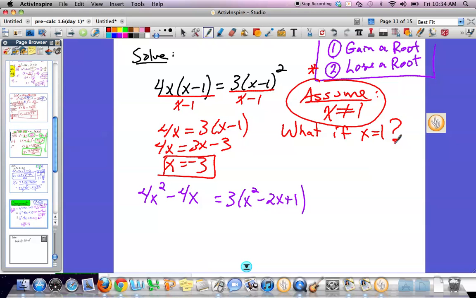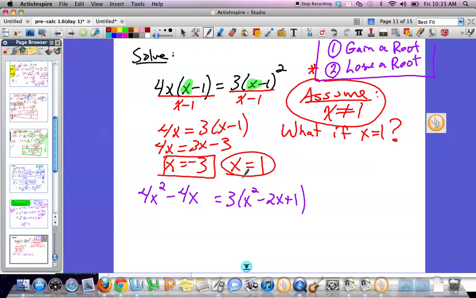If you plug in 1 up here, what do you get? If you plug it in right here, you get 1 minus 1, which is 0. 0 times who cares is 0. On the right side, you get 1 minus 1, which is 0. 0 squared times who cares is 0. Does it work? Yes. So it's a solution. So you have two solutions, and the two solutions are x equals 1, x equals negative 3.